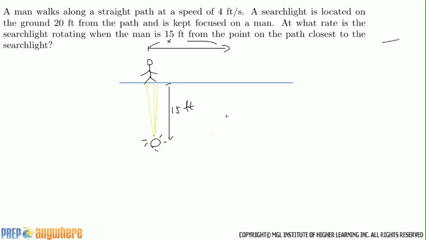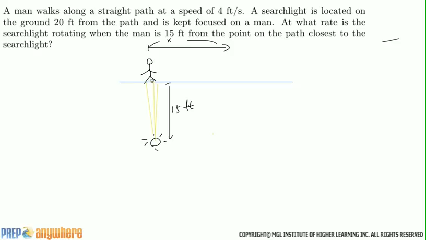Okay, so actually a searchlight is located on the ground. Initially, he's not here. I'd like to know what's happening here, but initially he's here, somewhere on here, so that the distance between the searchlight and the man is not 15, but 20. So this hypotenuse length is 20. So now you can sort of see exactly what shape we're dealing with here, right?